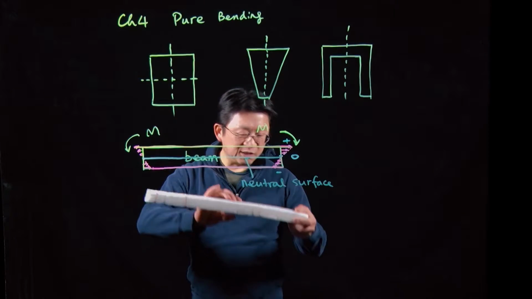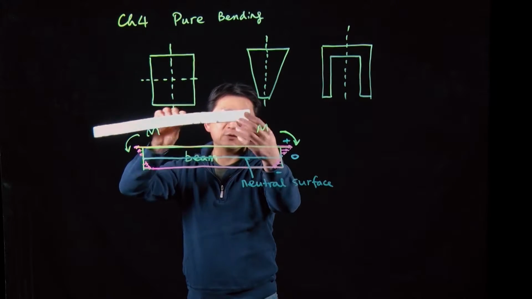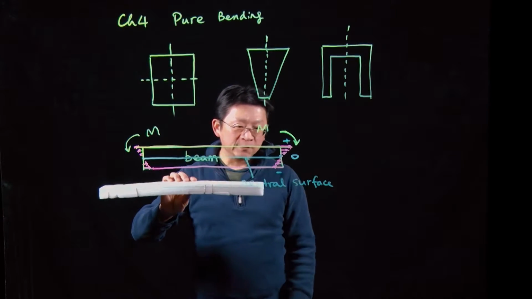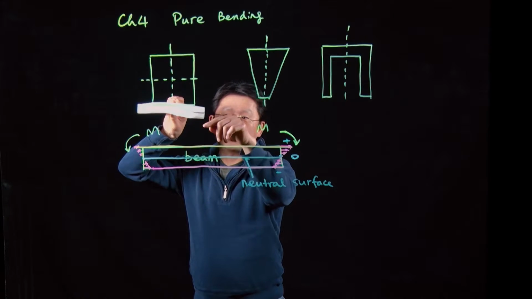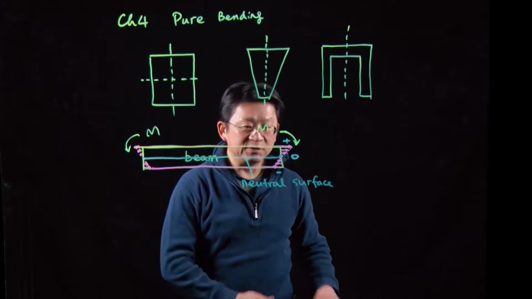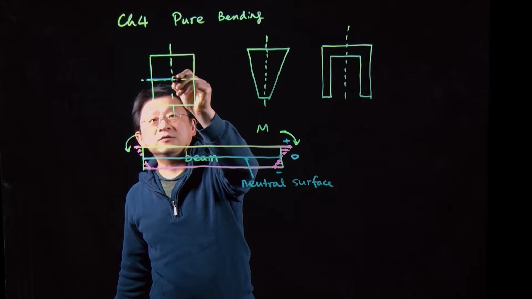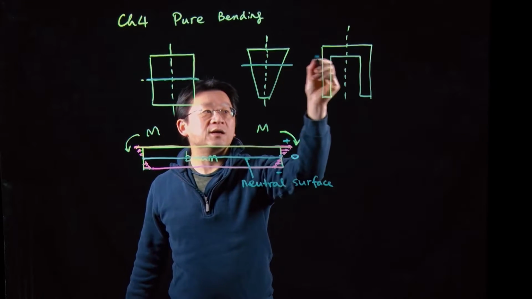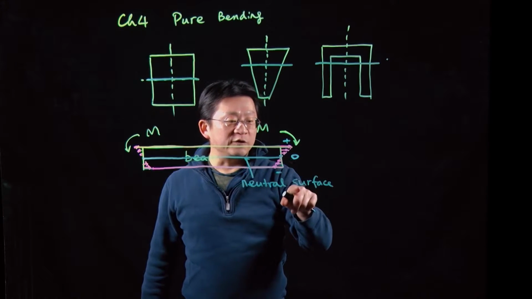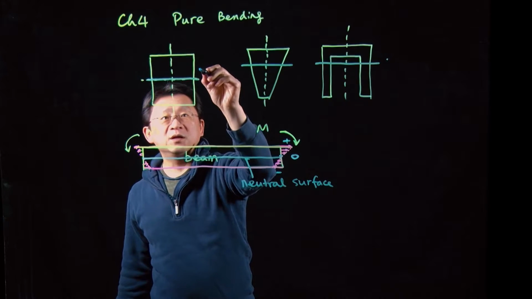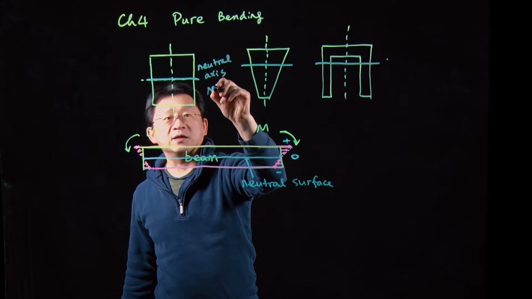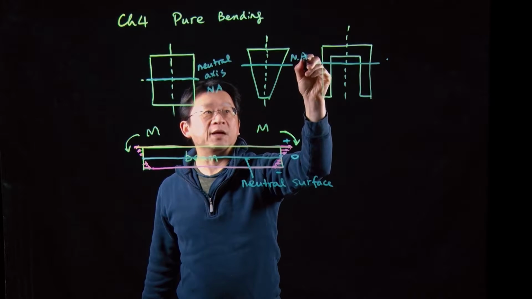Here I draw the green line, but in 3 dimensions the green line constitutes a plane inside this beam, which we call the neutral surface. The intersection of the neutral surface with the cross section, as shown, is the black line. Here the neutral surface intersects this cross section, and here it intersects this other cross section. The intersection of the neutral surface with the cross section we call the neutral axis, and sometimes we call it the NA.